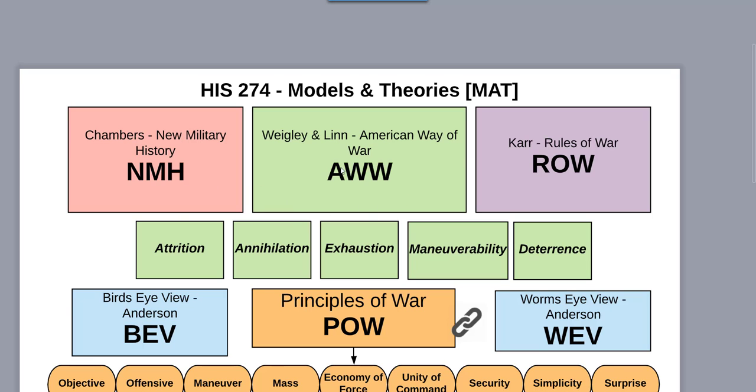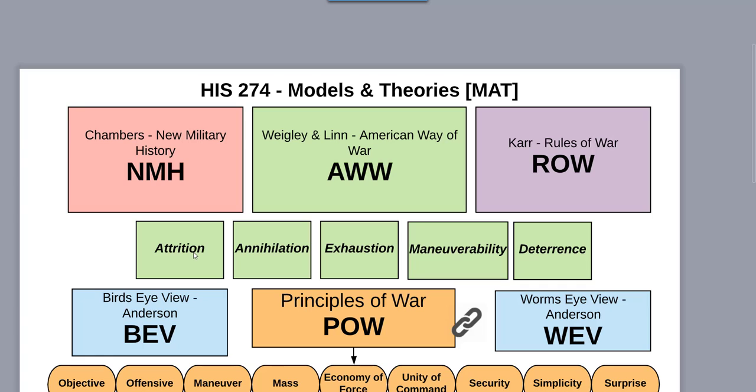All right. Then we moved into the Lynn-Weigley analysis of the American way of war. We're shorthanding that AWW, just like we shorthanded Chambers as MH. Out of that discussion, I know there's a little bit of confusion about which model is best, but we have five main aspects that we can look at.